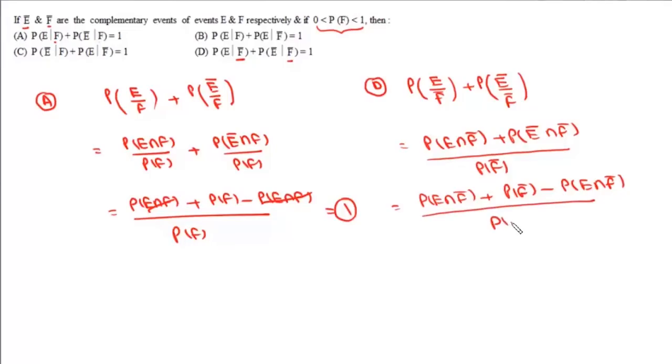upon probability of F naught. Now these two will cancel. So this again is 1. So the correct options are A and D.